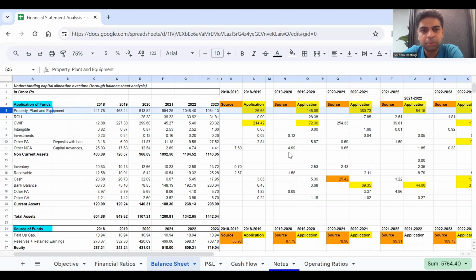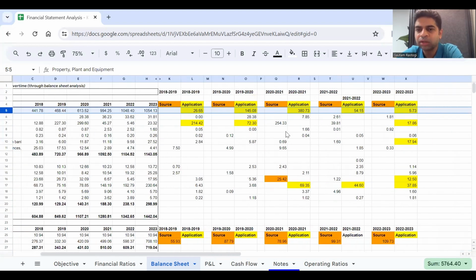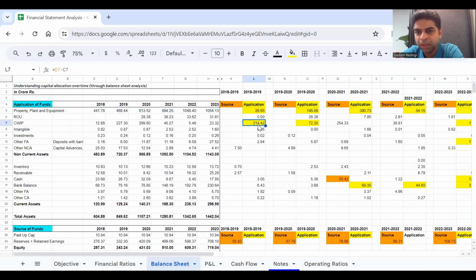There has been a buildup in property, plant, equipment. Okay, that's one. Then obviously CWIP, there was an increase because this is capital work in progress. When the work finished, the building was constructed, then it moved to PPE, property plant. All right, that's one theme.